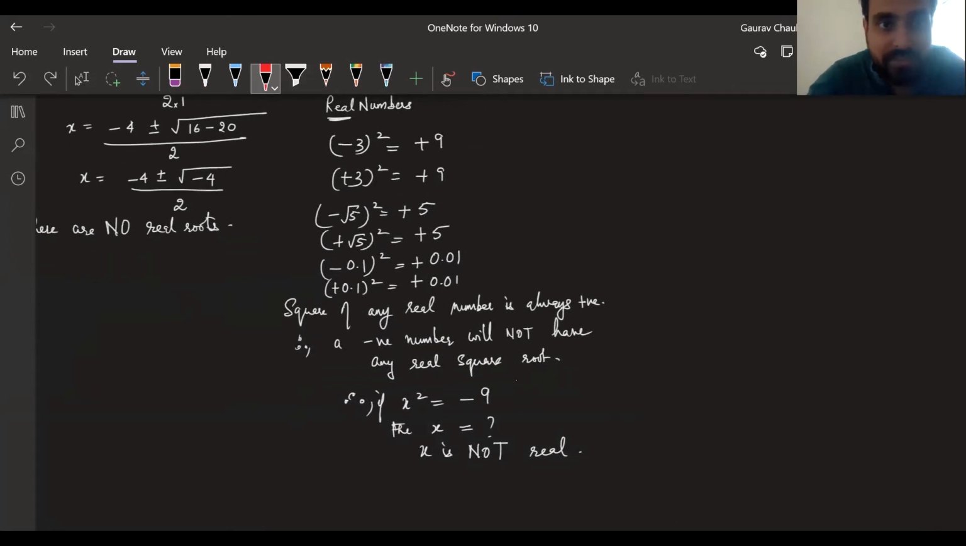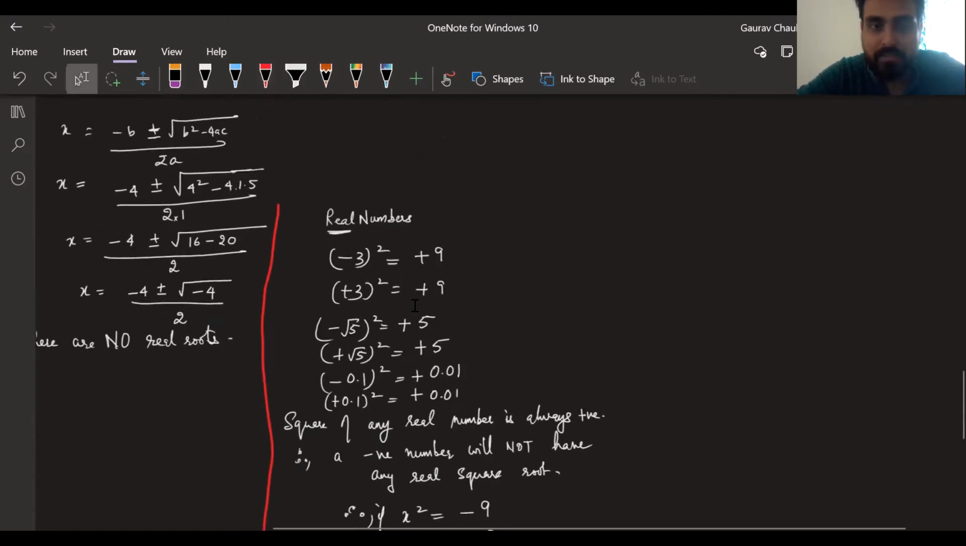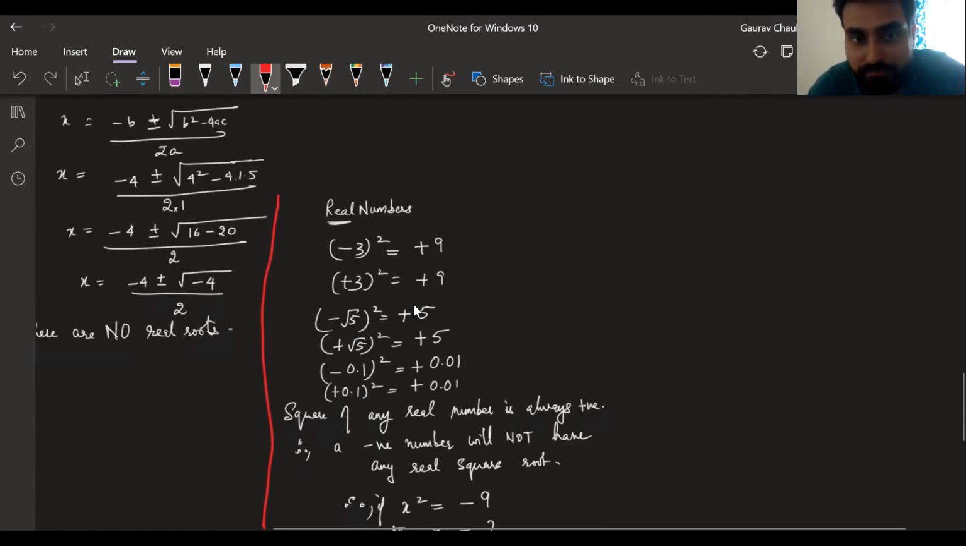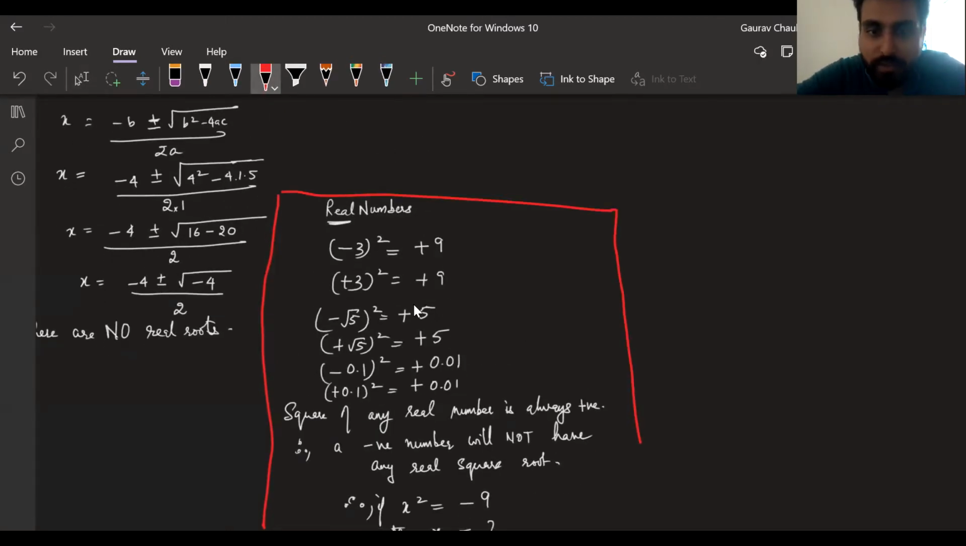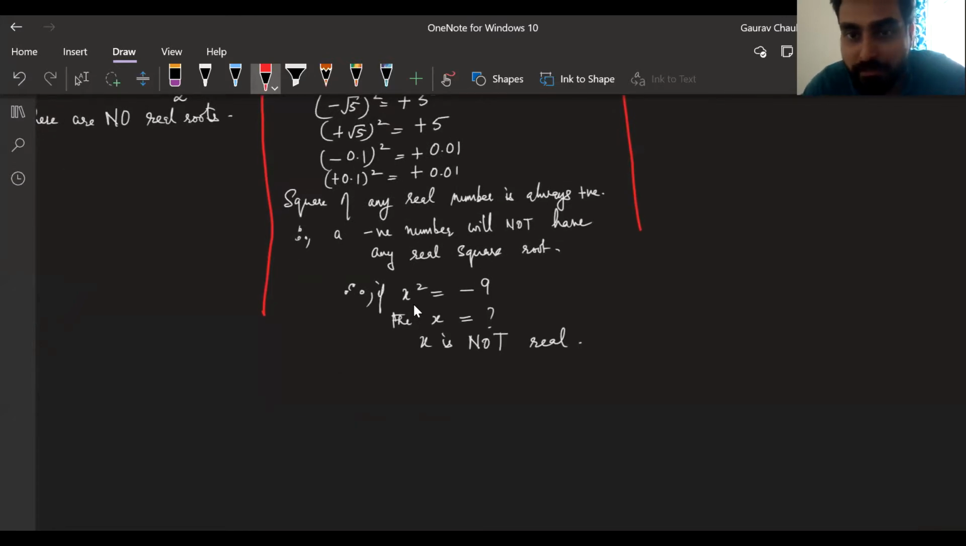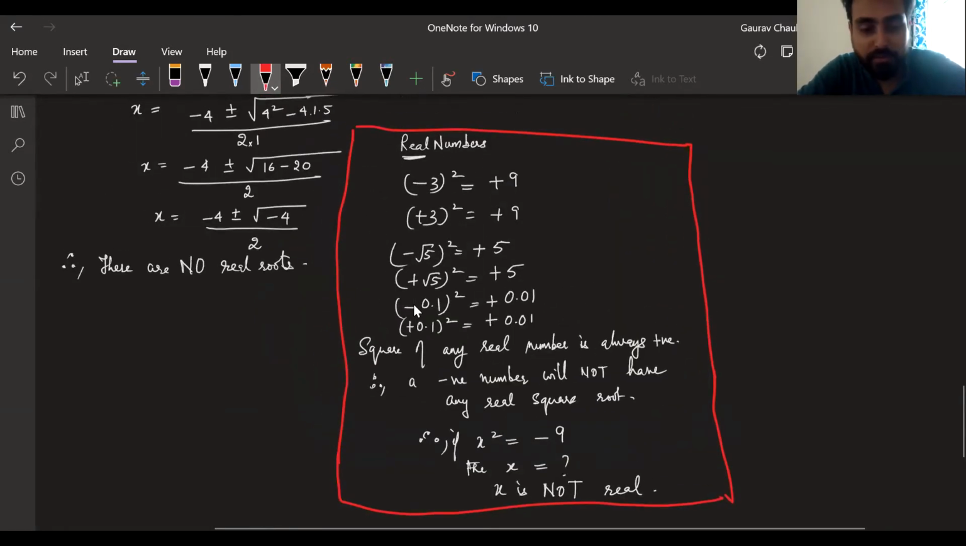How are we feeling about this discussion that we have had so far? Give me fist to 5 in the chat box, please. Quickly, fist to 5 in the chat box, please. This discussion about real numbers. And what do I mean when I say squares of any real number is always positive? And when we went on to conclude that this quadratic equation will not give real roots.